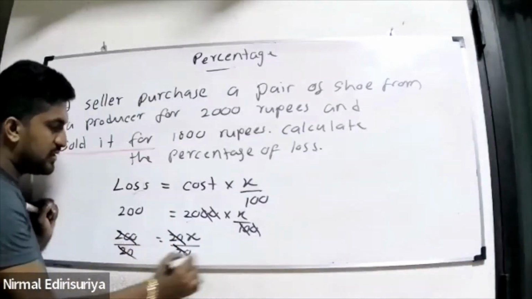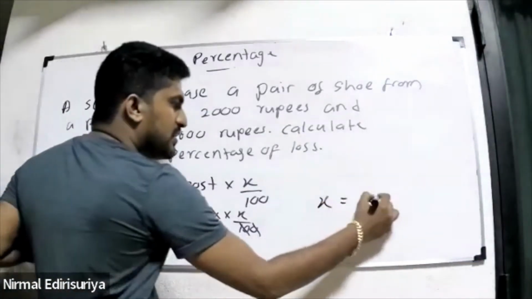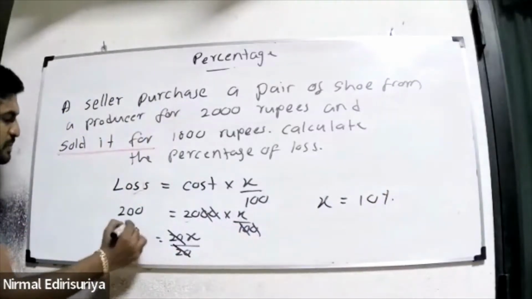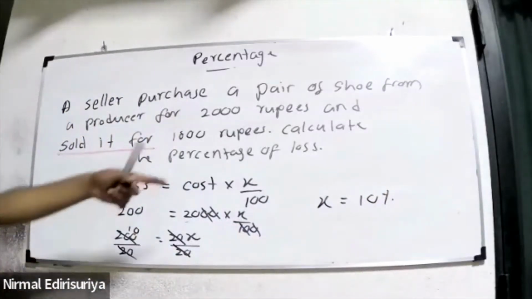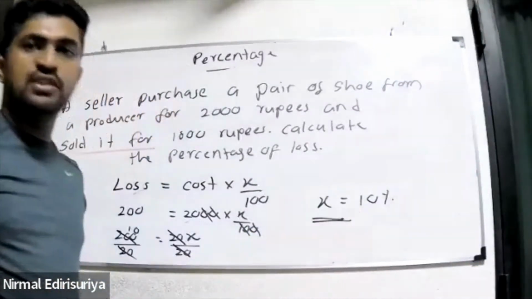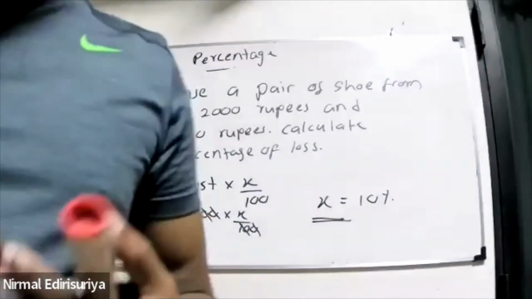X equals 10%. Now loss is how much? Percentage of loss is 10%. Got it?